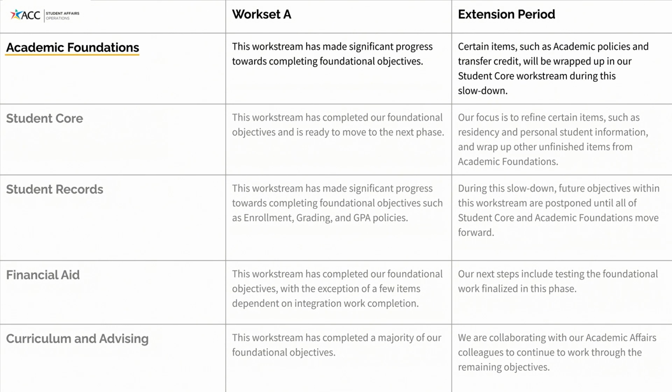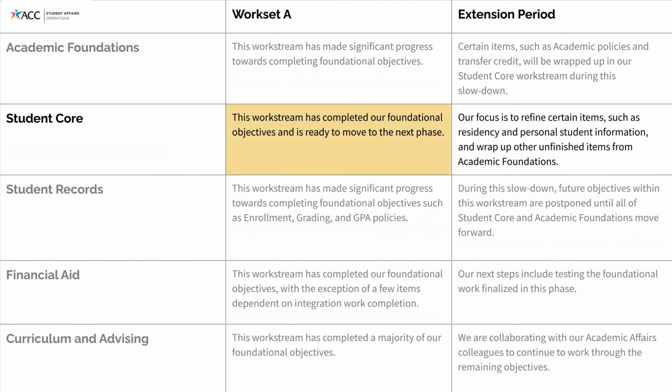So first we'll start with academic foundations. Academic foundations is exactly what it sounds like. It is the foundations of our academics, for lack of better words. They have made significant progress toward completing foundational objectives. Certain items such as academic policies and transfer credit will be wrapped up in their student core work stream during the extension. Student Core has completed their foundational objectives and they're ready to move to the next phase.